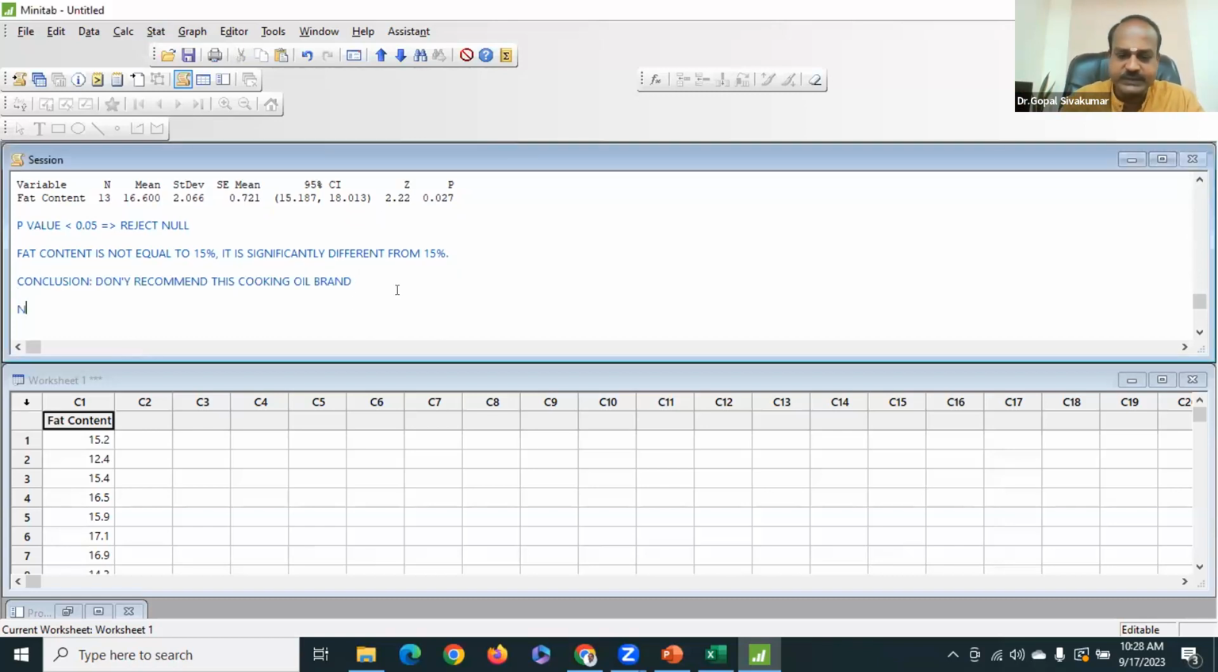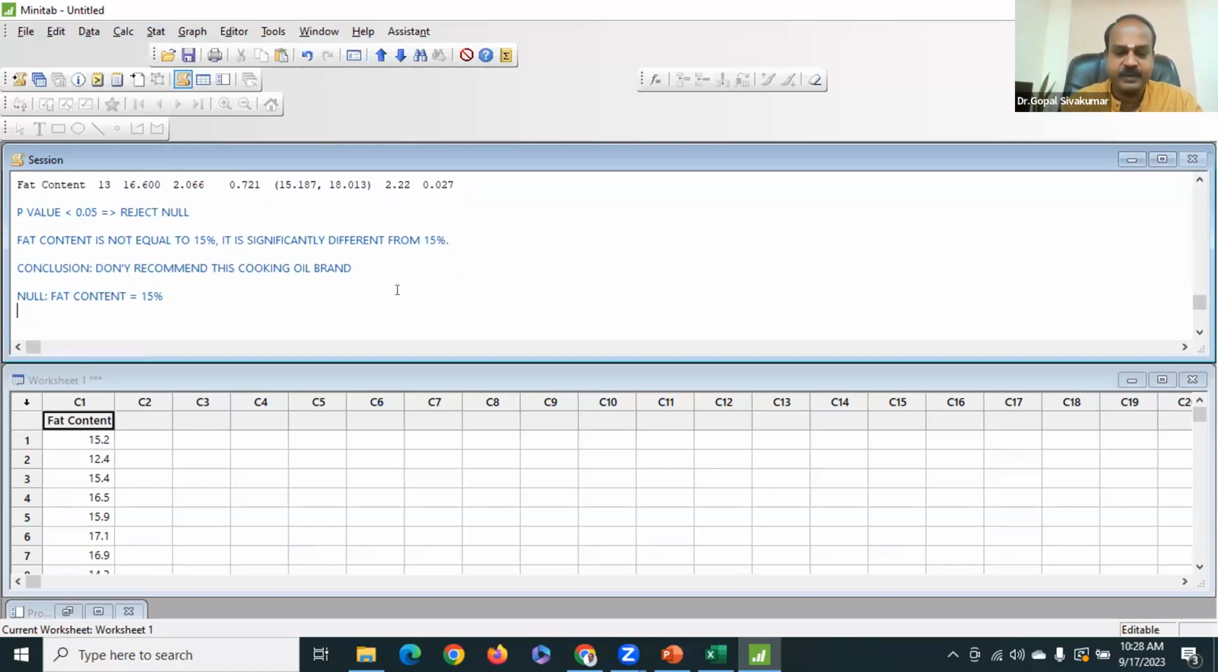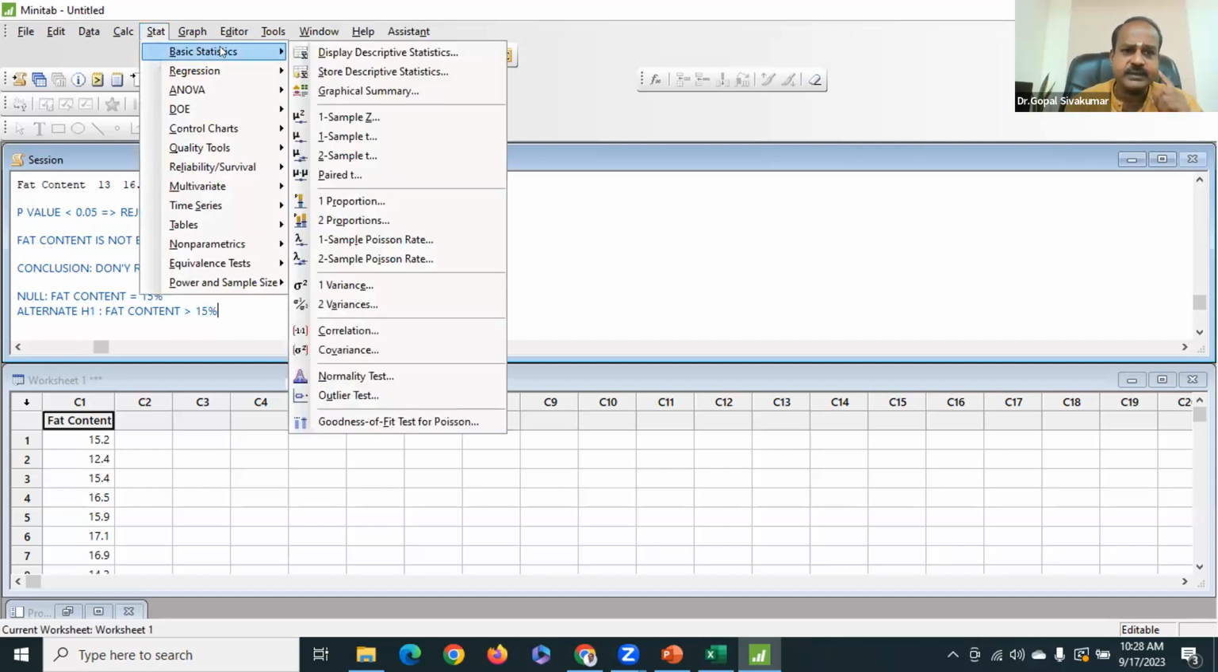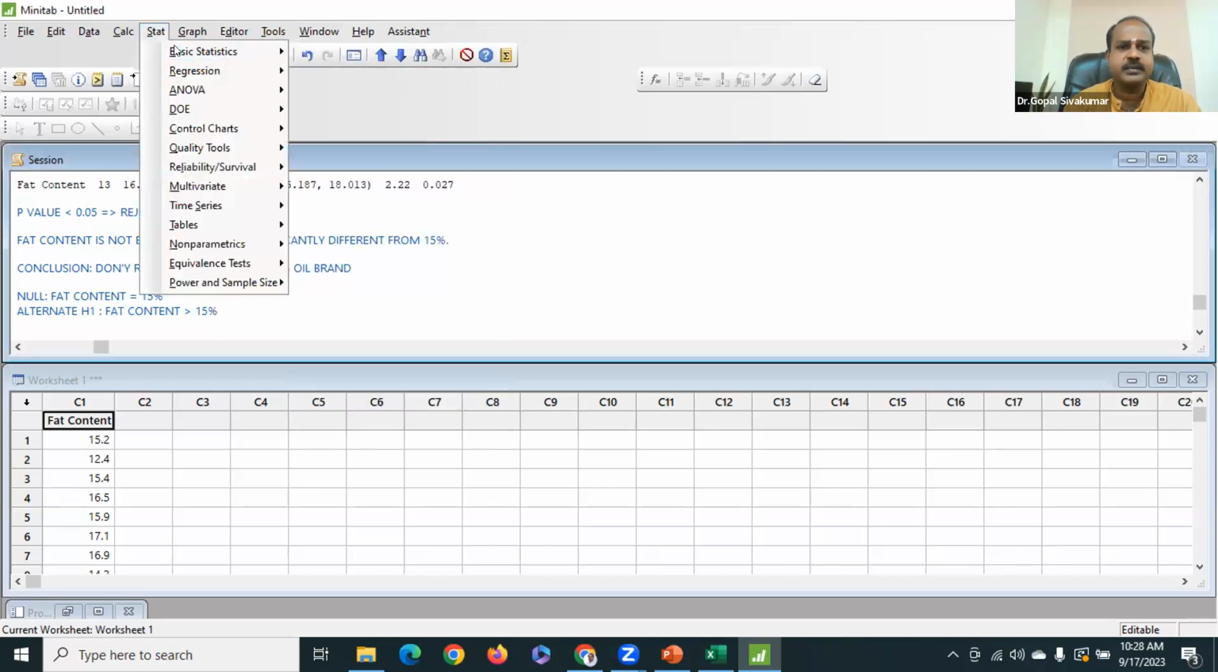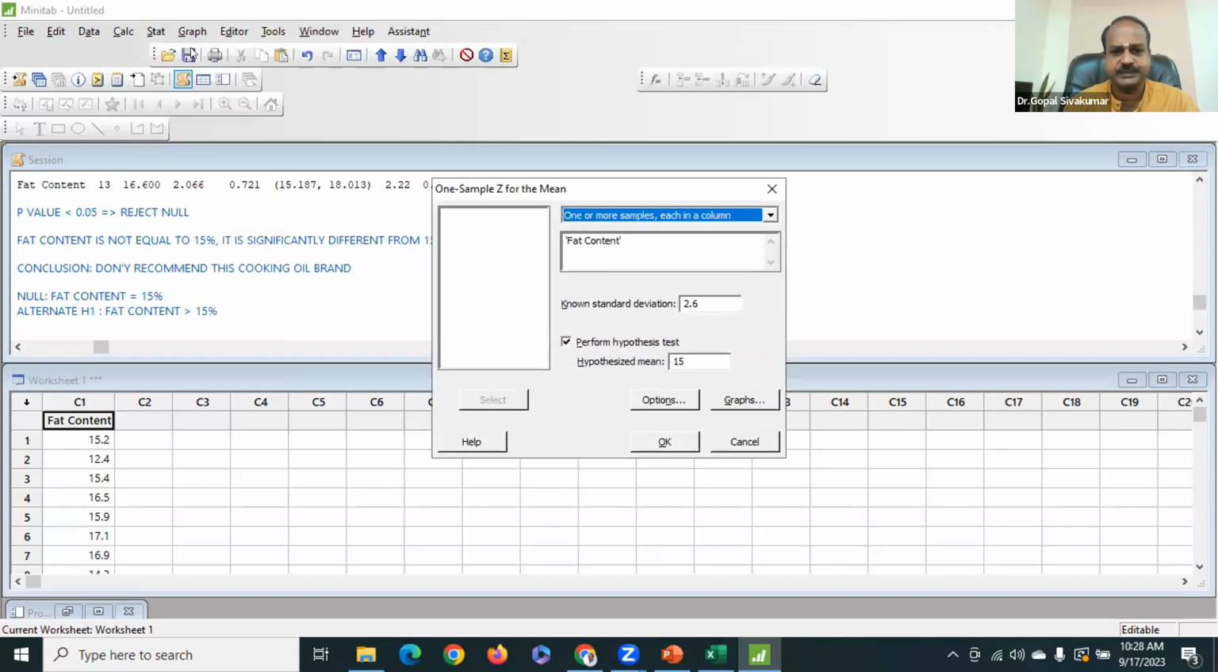One-tailed means the only difference is: null is fat content is equal to 15%. Now the alternate, that is your H1, will be fat content is higher than 15%. Do you understand? Fat content is now higher than 15%. In this case, okay, let's do it. Stat, basic stat, one sample Z test.